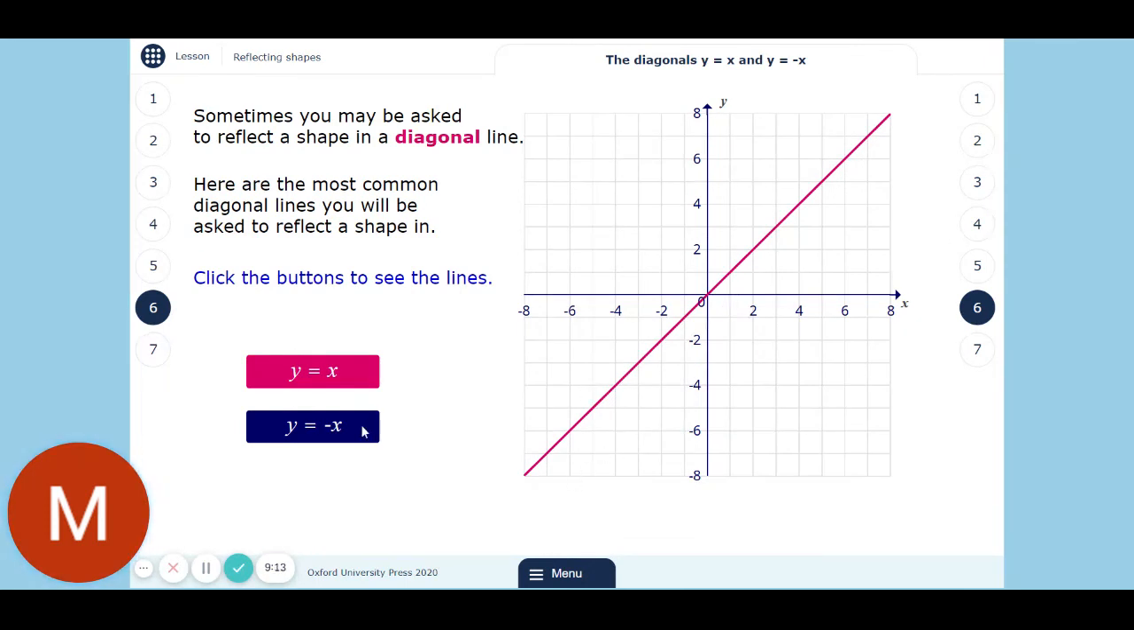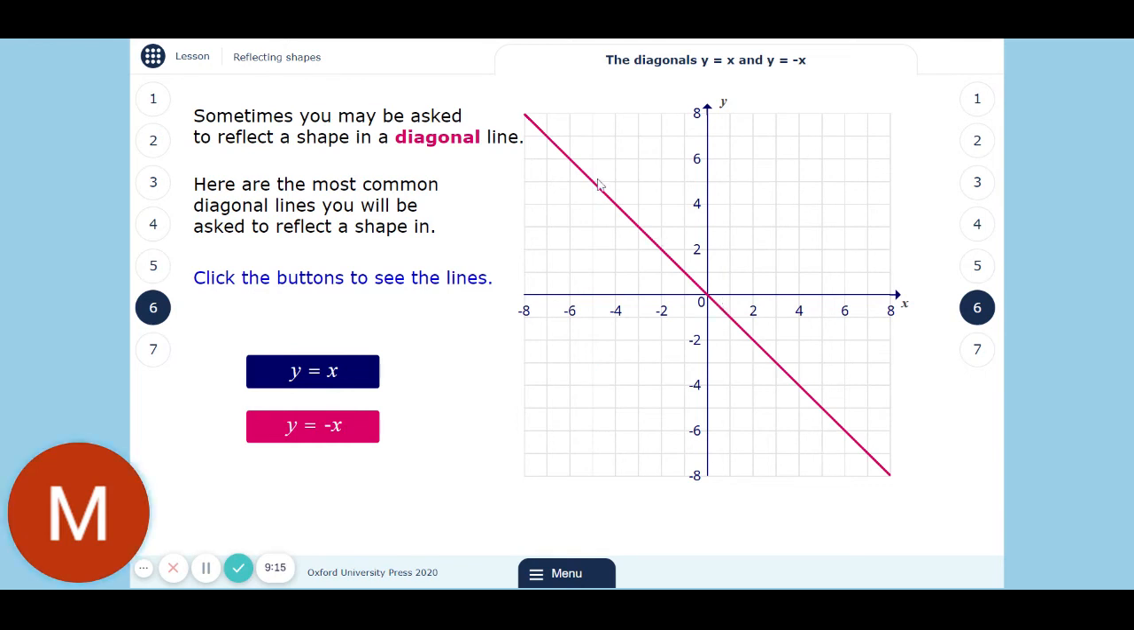You've got your other line, y equals -x, which is diagonal again, going through the center again, but it's starting top right and going bottom left now. And the x and the y coordinates are the same number, but different signs. So here you've got the x coordinates -2, the y coordinates 2. X coordinates -6, y coordinates 6. X coordinates 4, y coordinates -4. So same number, different sign. So you've got to know those two lines. Okay, let's have a look at how to reflect in those shapes.